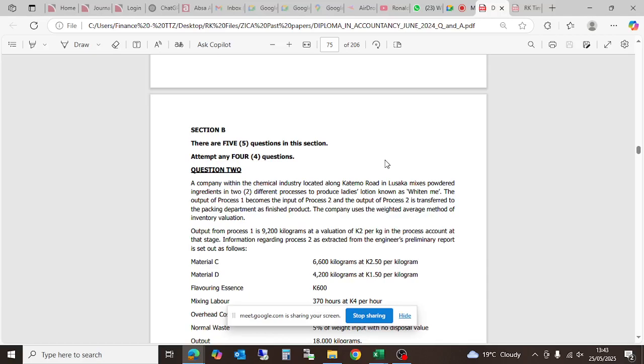For instance, what we are going to do today is a past paper, the June 2024 past paper. So we are going to practice this. Hopefully you have enough time to do all of this. That's the practical part.